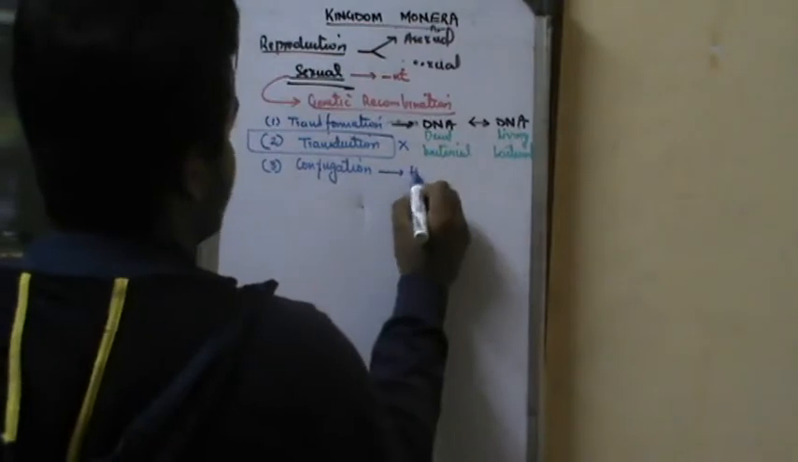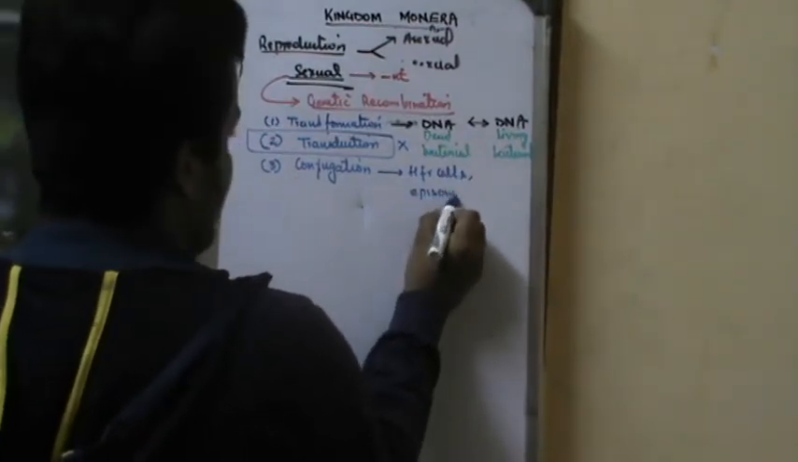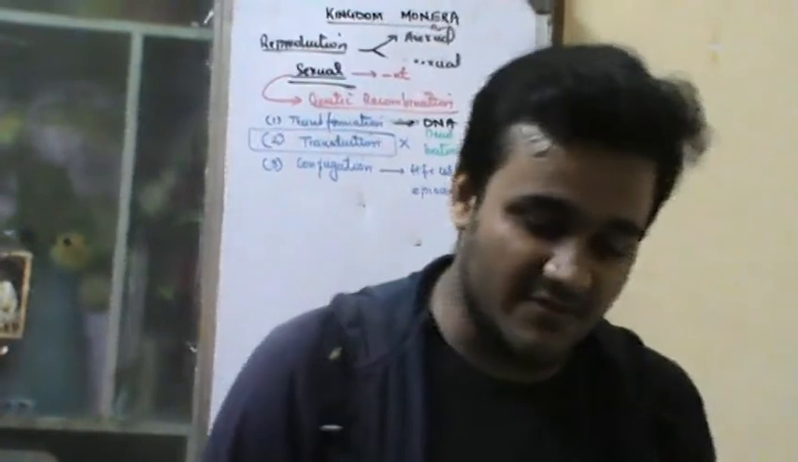Transduction is out of syllabus, so as per me, no need to even study it. ठीक है, इस पे बिल्कुल मत पढ़ो. On conjugation, मैंने अभी just पढ़ाया था HFR cell and all, right? HFR cell, episomes वही है, और उसी को कहते हैं conjugation. तो conjugation is something which is HFR cell and episomes, right? उसके बाद कुछ नहीं है.